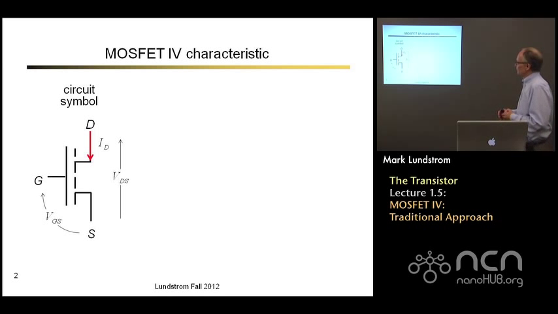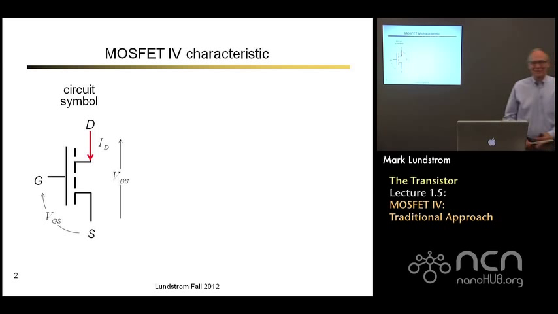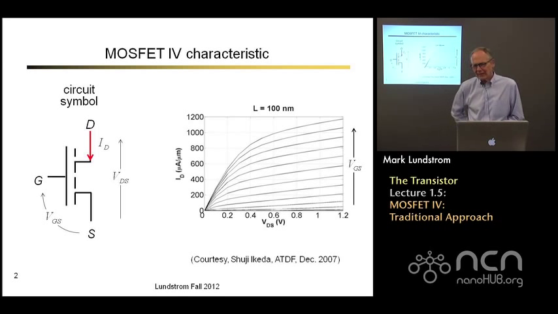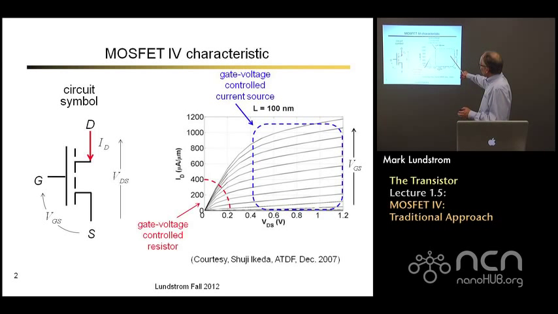Okay, so here's our circuit schematic for a MOSFET. By convention, people like to define the positive direction of drain current, not necessarily to be in the positive X direction, but to be in the direction of flow into the drain terminal of the MOSFET. Okay. So these are our typical IV characteristics. We have a linear region where the device operates like a gate voltage controlled resistor, and we have a region where the current is more or less constant and the device operates like a gate voltage controlled current source.